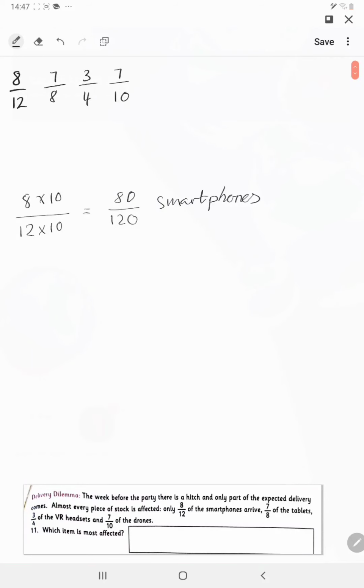Then we have 7/8. Well, we need to multiply 8 to get to 120 by 15. So we multiply the top by 15, which will give us 105 at the top and 120 at the bottom, and that was for tablets.